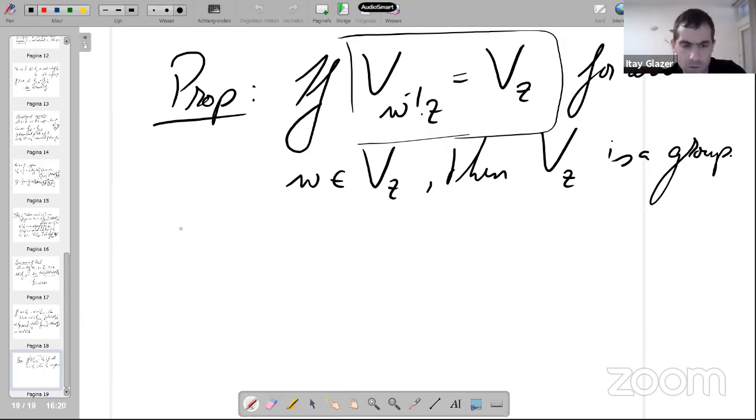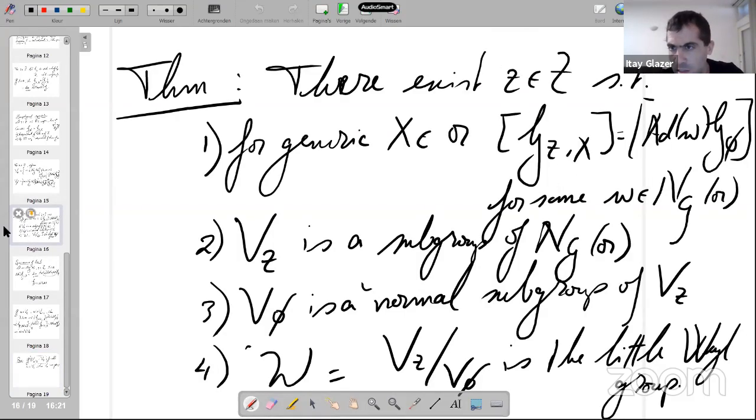So again, the second part, to prove that only VZ is a group, this is a generic condition, that's what you're saying? Yeah, actually if you would take Z generic, then this is already the case. So that is the problem. You can't choose Z generic. I mean, you have to choose it very specifically. Otherwise, you won't find the little Weyl group. You find something else. Right. But to find a group is not here the problem. This is easy. Yeah. Okay.